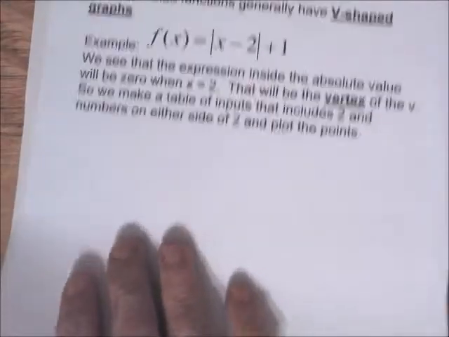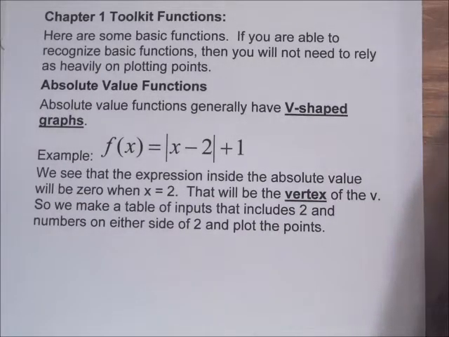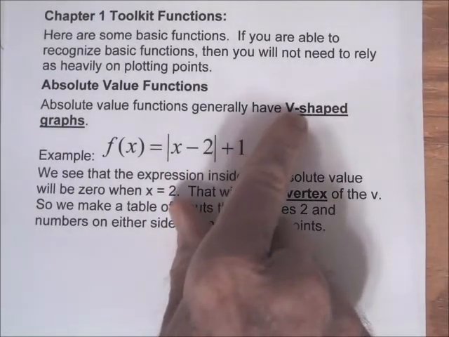Okay, so this next topic is toolkit functions, or sometimes they're called toolkit functions. These are basic functions that are helpful to know. Let's start out with the absolute value functions. When you see absolute value, think V-shape.